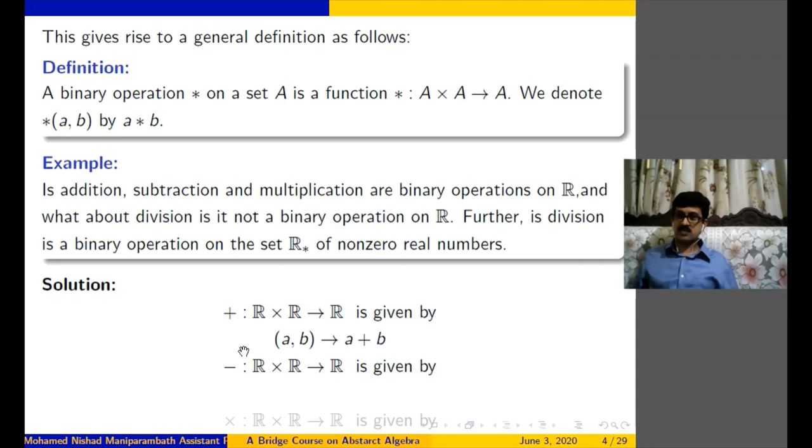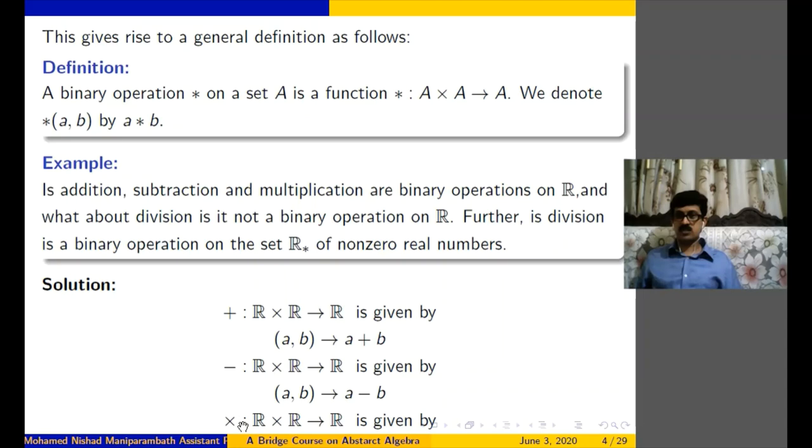From R cross R to R, where a and b are two elements of R, minus of (a, b) gives a minus b. That means subtraction of two real numbers. While subtracting two real numbers, it is very clear that we will have a new real number. That is why we can say that minus is also a binary operation.